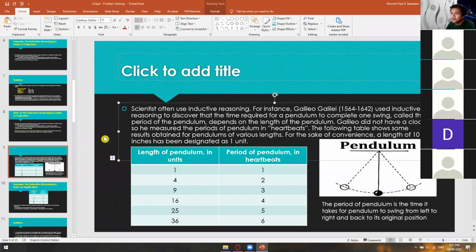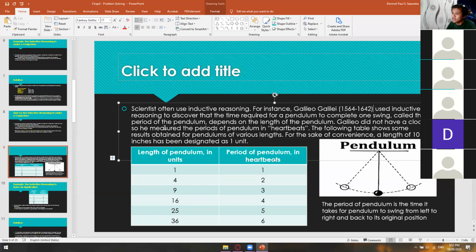So, meron tayong another example wherein hindi ko ma-specify kung inductive ba, kung conjecture ba siya ito or from pattern. Predicting a number from pattern. Pero let's see. This is another inductive reasoning wherein scientists often use inductive reasoning. For instance, Galileo Galilei. So, ito yung kung kailan siya pinanganak and then kung kailan siya namatay. So, use inductive reasoning to discover that the time required for a pendulum to complete one swing, called the period of pendulum, depends on the length of the pendulum.